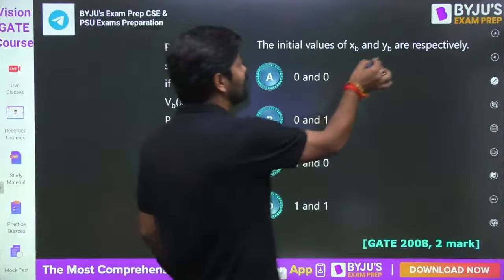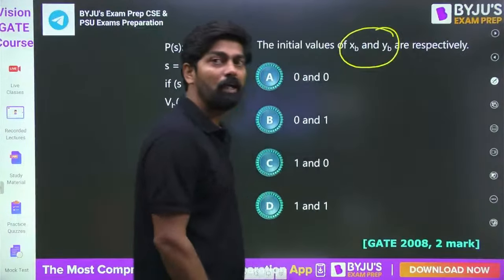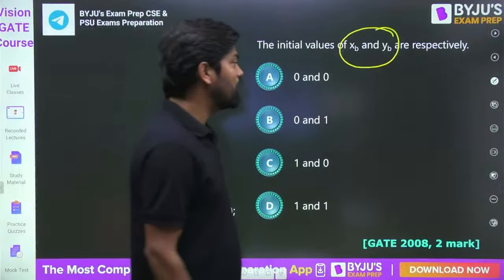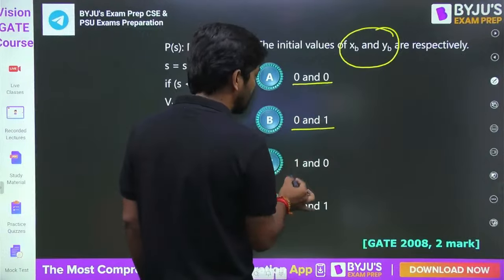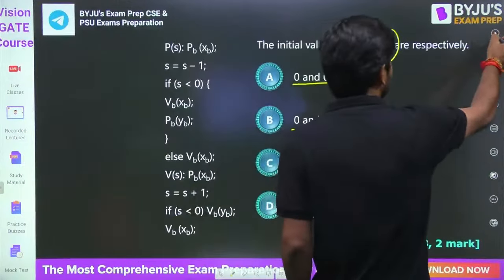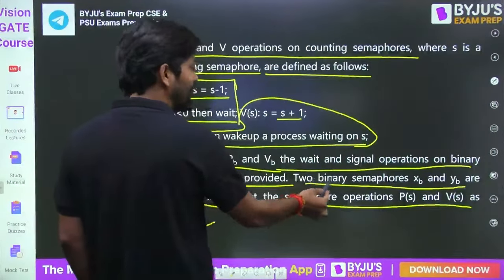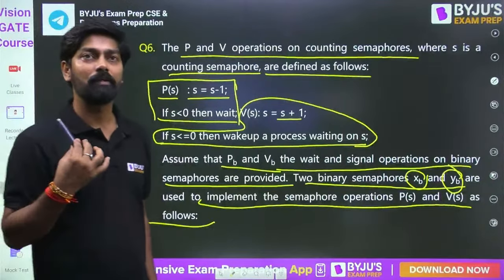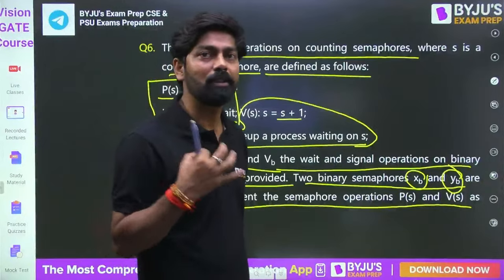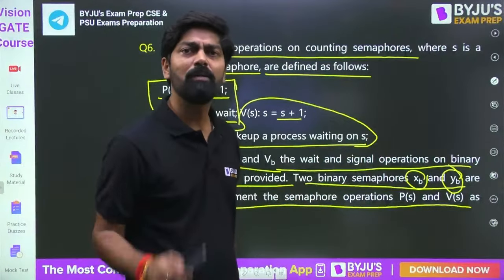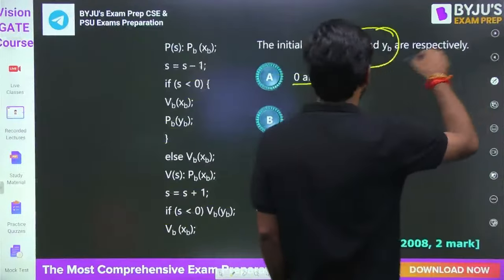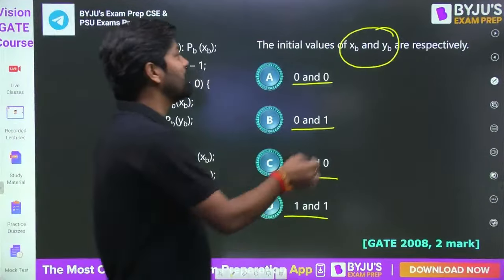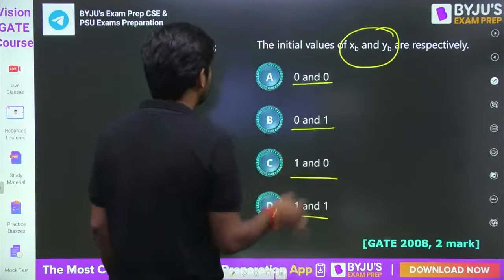The values of XB and YB are what they are asking. They have given XB and YB, and they have clearly mentioned that XB and YB are two binary semaphores. That means the values of XB and YB can be 1 or 0 only. It is a binary semaphore, not a counting semaphore. So the value of XB and YB is 0 or 1, and in the options also they have given 0 or 1. So, my dear friend, XB and YB can be 0 and 0, 0 and 1. So see the first line.